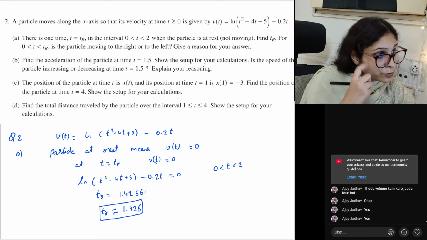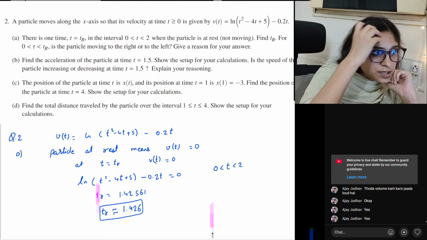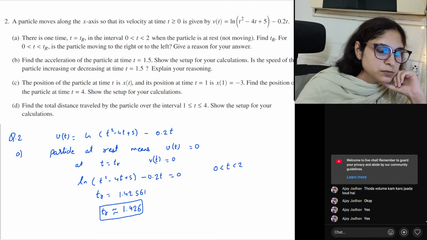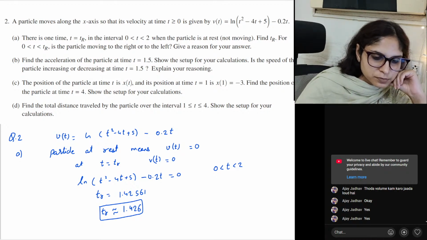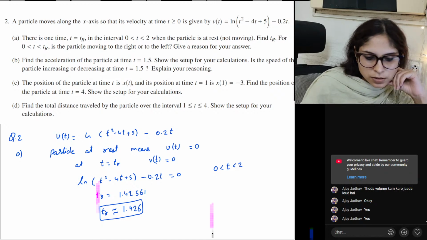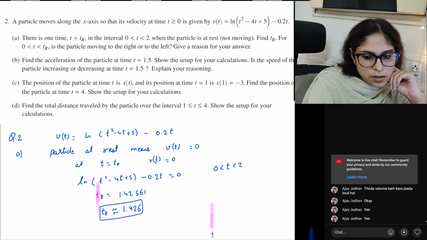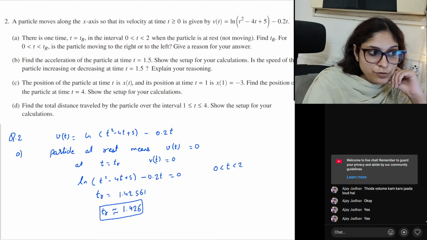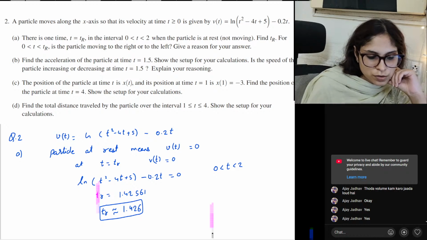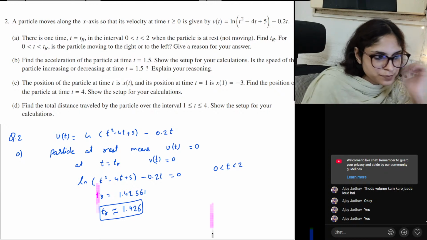So TR is 1.426. Now there's one more question. From 0 to TR, is the particle moving to the right or is the particle moving to the left? For that, we know that position is integration of velocity, or velocity is derivative of position.